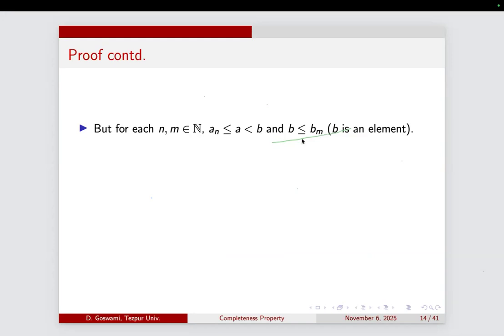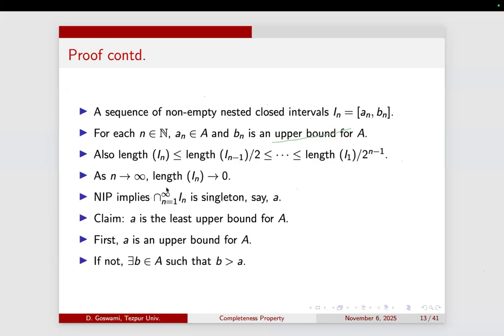B itself is an element, and the Bn's are upper bounds. That means B has to be less than or equal to Bn. Meaning what? B lies between any An and any Bn. So in fact, it lies between An and Bn. So B must be in all of the intervals. B must be in the intersection. But B is not equal to A. That's a contradiction. Why? Because this intersection contains only A.